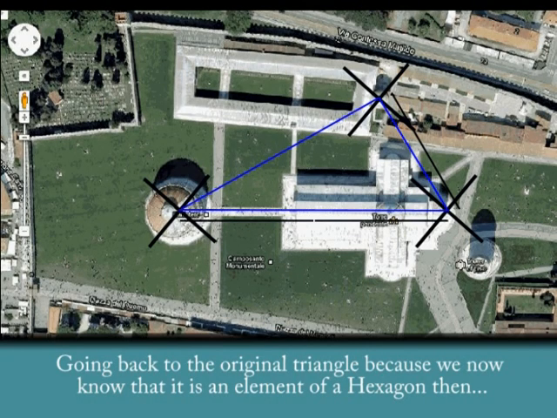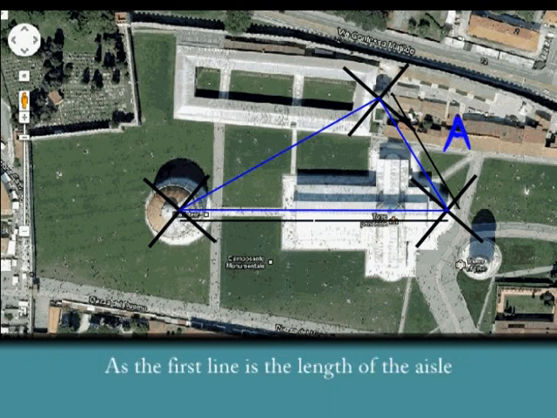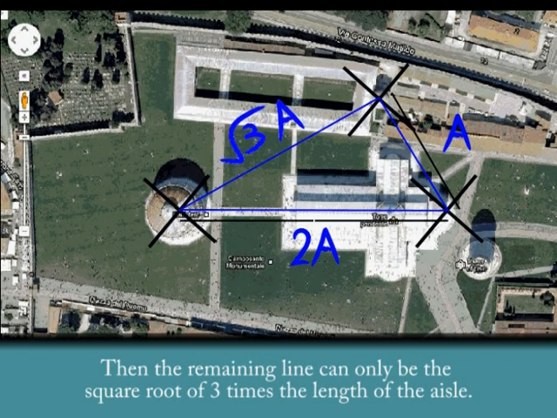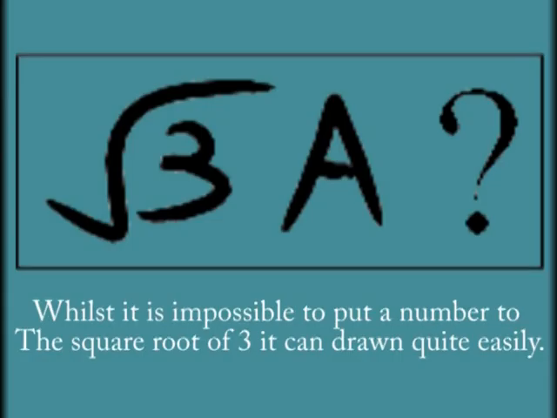Going back to the original triangle, because we now know that it is an element of a hexagon, then as the first line is the length of the aisle, and the second line is twice the length of the aisle, then the remaining line can only be the square root of 3 times the length of the aisle. Whilst it is impossible to put a number to the square root of 3, it can be drawn quite easily.